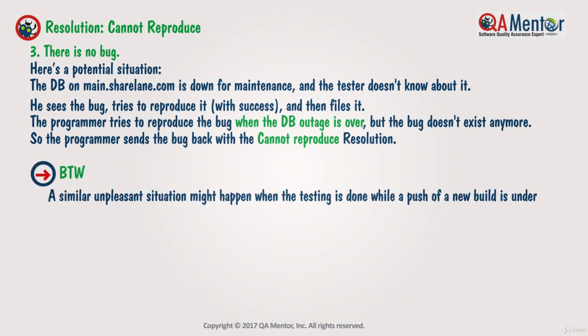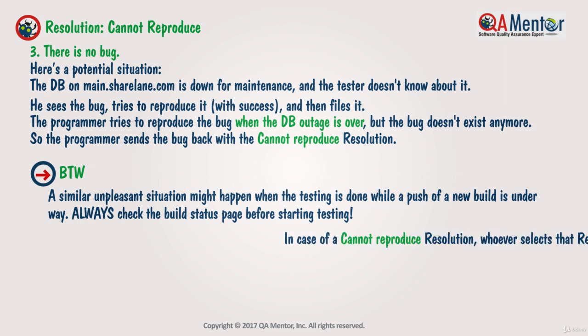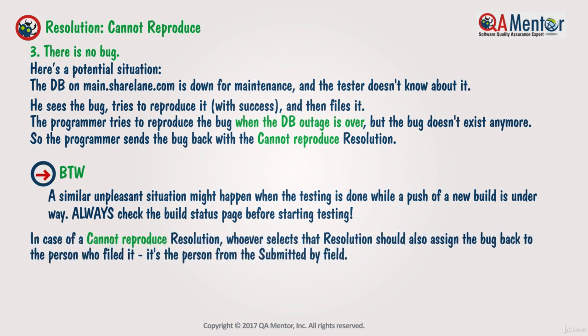By the way, a similar unpleasant situation might happen when the testing is done while a push of a new build is underway. Always check the build status page before starting testing. In case of a cannot reproduce resolution, whoever selects that resolution should also assign the bug back to the person who filed it. It's the person from the submitted by field.